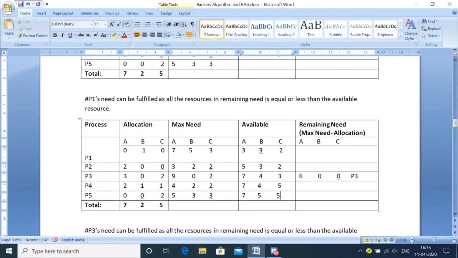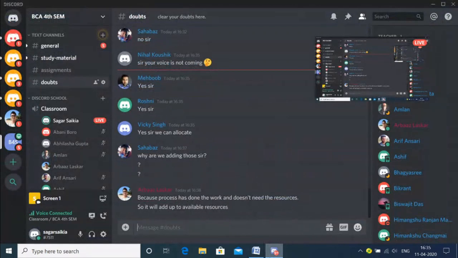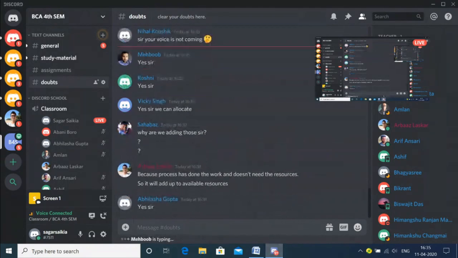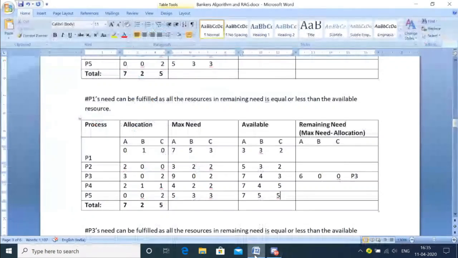Very good. For B, I don't need anything. Availability is 5, but I don't need anything. For C also, I don't need anything. So will I be able to allocate P3 to the CPU? Yes, sir. Okay, so ultimately, this will freeze out from the system.